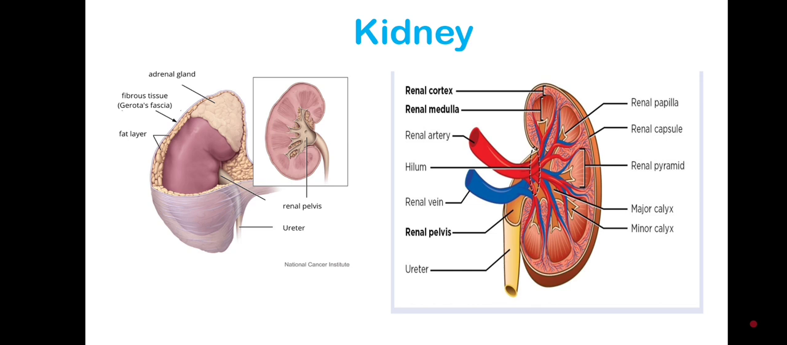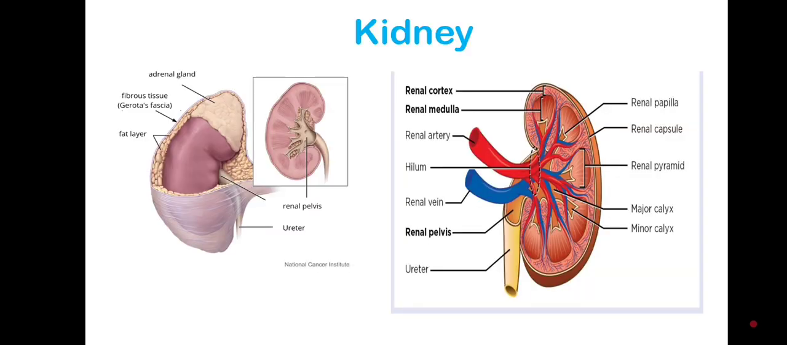Then, let's go towards the internal structure of the kidney. The kidney consists of three main regions: the renal cortex, renal medulla, and the renal pelvis. The black highlighted parts indicate these regions. Now, let's go for the renal cortex. The renal cortex is the outermost region. It contains the glomeruli and the proximal and distal convoluted tubules of our nephrons.